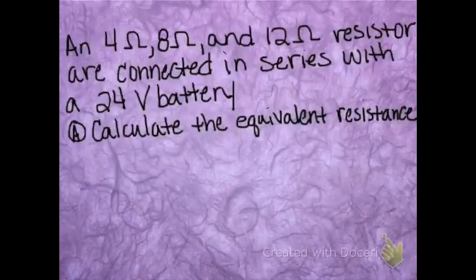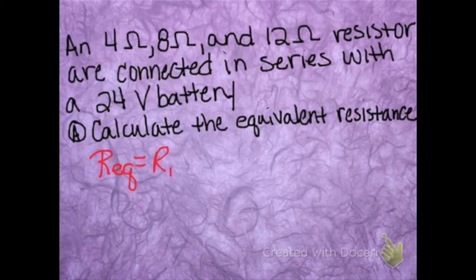Our guided practice on your paper. It says, a 4 ohm, 8 ohm, and 12 ohm resistor are connected in a series with a 24 volt battery. Part A, calculate the equivalent resistance. So we have a formula for that. Req is equal to R1 plus R2 plus R3, and it keeps on going.